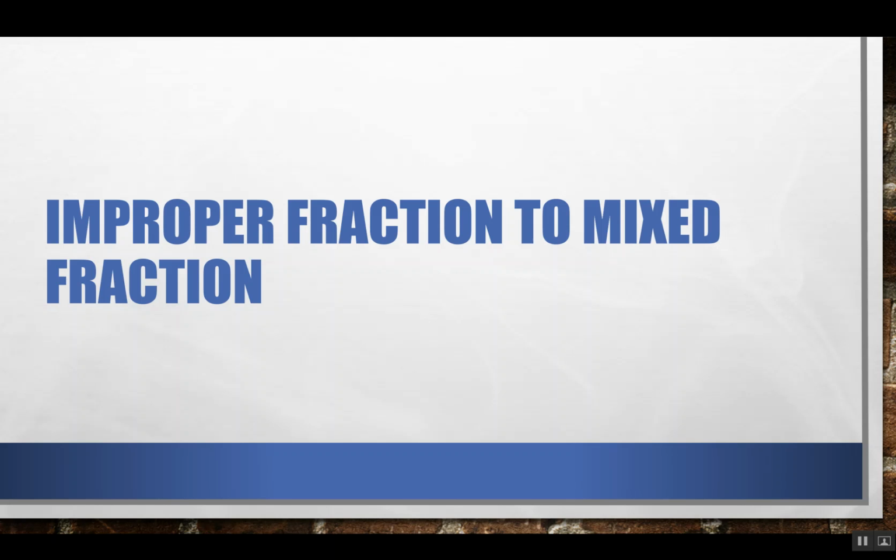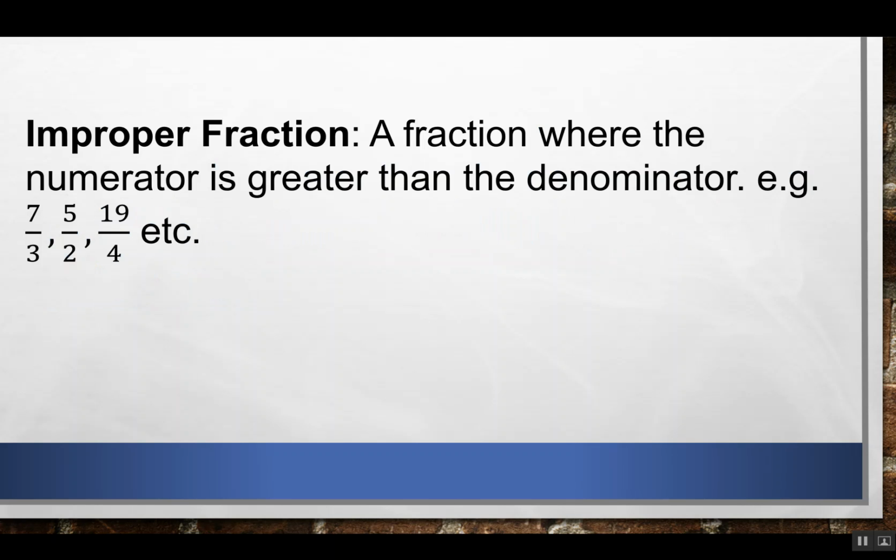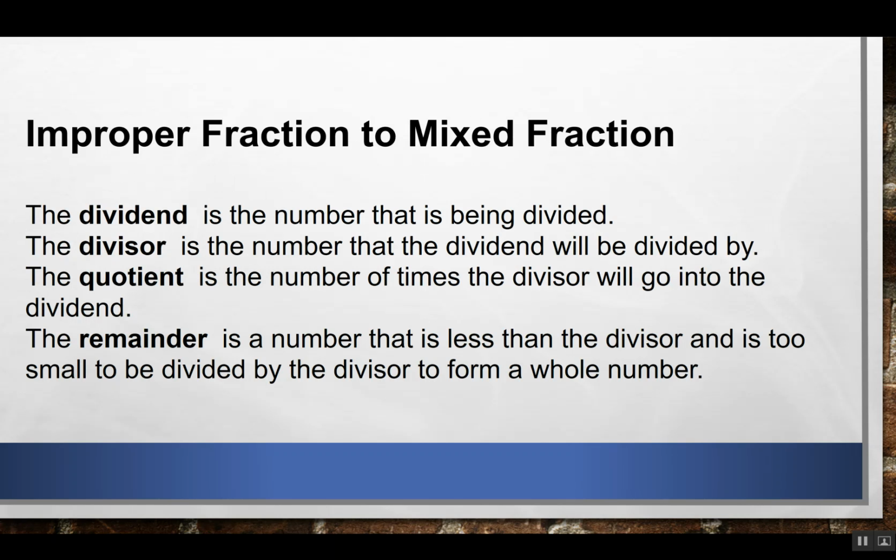So let's start with improper fraction. What is an improper fraction? An improper fraction is a fraction where the numerator is greater than the denominator. As I have already said in my previous videos, a fraction is numerator by denominator. Based on what type of numerator or denominator we have, whether it's greater, equal, or smaller, we have different types of fractions. I explained that in my previous videos. In today's video I will be showing how to convert an improper fraction to a mixed fraction.